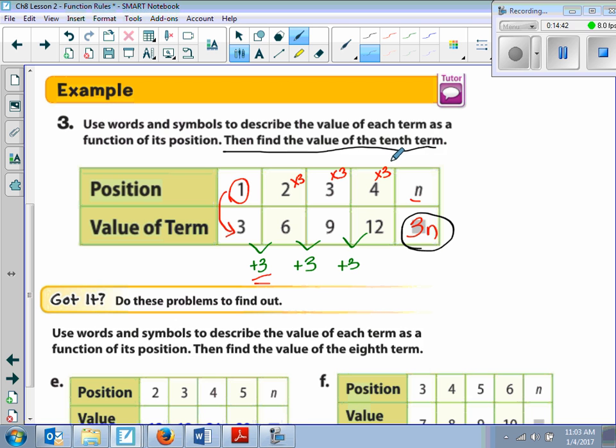So if we're looking for the 10th term, what is n going to be? If I'm looking for the 10th term, n is equal to 10. Is everybody with me? So now if n is equal to 10, my rule is 3 times n. I have to just substitute 10 in for n, right? So this is going to be 3 times 10, which is equal to 30.